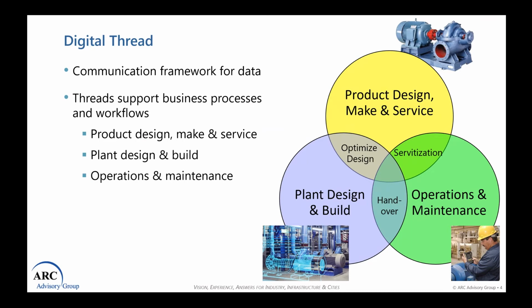And we see these three circles here representing three major business processes. We talked about plant design and build and operations and maintenance in the previous slide. Here I'm also adding product design. So the suppliers of the equipment that goes in the plant can help optimize the design by having a digital thread that goes from product design through to plant design and build.